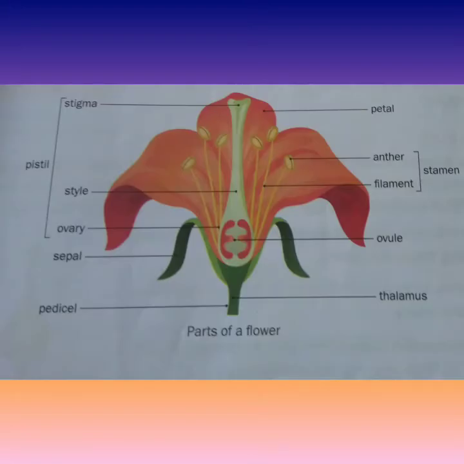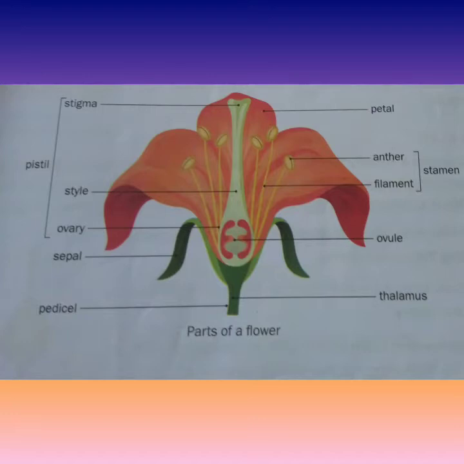First of all, we will see the parts of the flower. First, we will see calyx, then corolla, androecium, and gynoecium. These are also called the four whorls of a flower. The stalk of a flower is called the pedicel. The swollen end of the pedicel is called the thalamus. Let us study about the different parts of the flower.